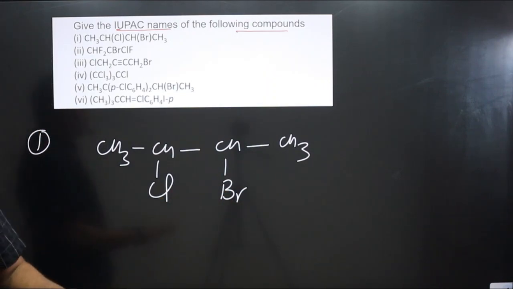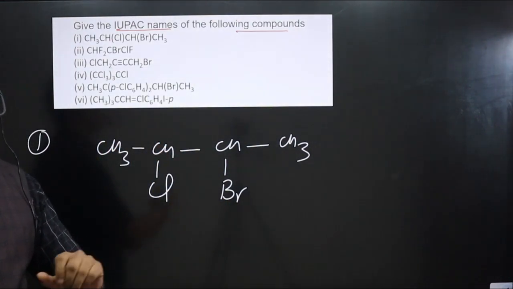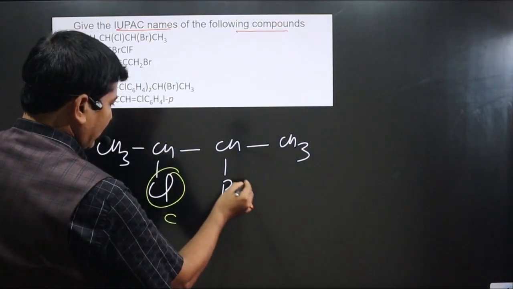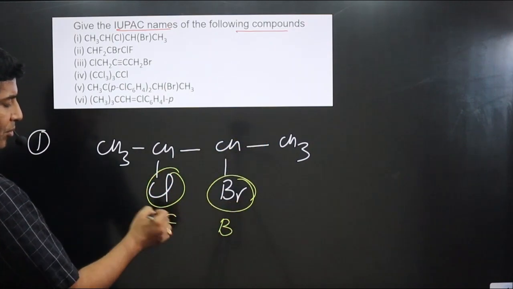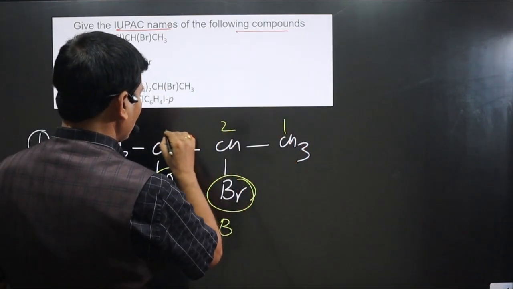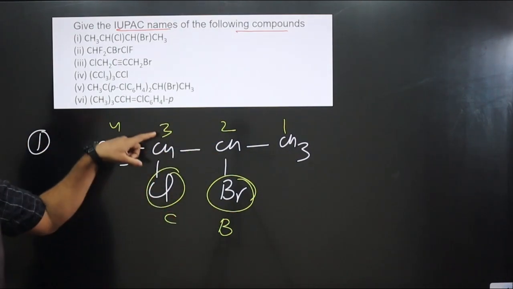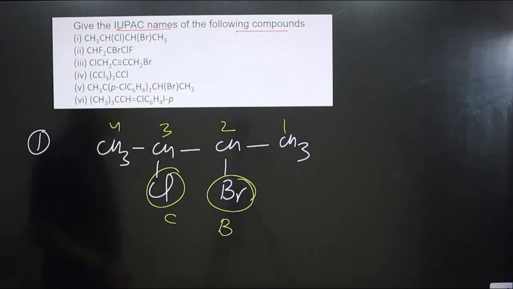So in this case we follow the alphabetical order, because from either side to the second carbon we are getting halogen attached. So this is chlorine, starting from C, and it is bromine, starting from B. Then we can start numbering from this side. B is coming before C. So 1, 2, 3, and 4. So we got 2-bromo, 3-chloro, and parent chain 4 carbon, butane.